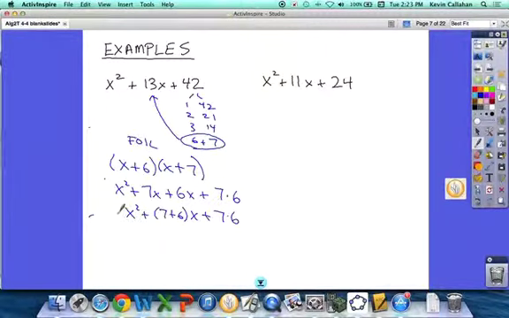Right? And if you simplify it, 7 plus 6 is 13. 7 times 6 is 42. So we got back to what we started with. So this is the factored form of this. Okay. How about the next one?